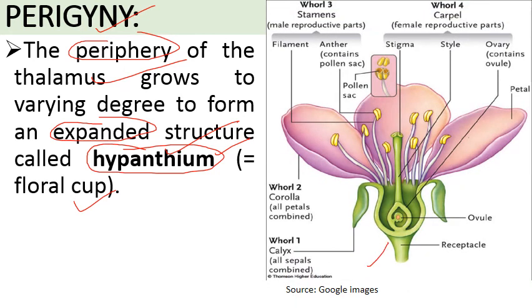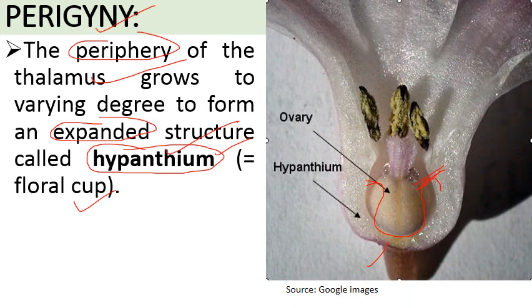So in this diagram you can see here जो thalamus है ये form करता है cup-like structure और disc-like structure, और जो floral organs हैं वो इसके edge से arise होते हैं. And this type of flower is said to be perigynous flower. And in this flower we can see here जो cup-like structure है उसे कहा जाता है hypanthium, और ovary इस cup में inserted होती है, और जो floral organs है वो thalamus के edges से arise होते हैं. And this cup-like structure which is formed by modification of thalamus is said to be hypanthium.